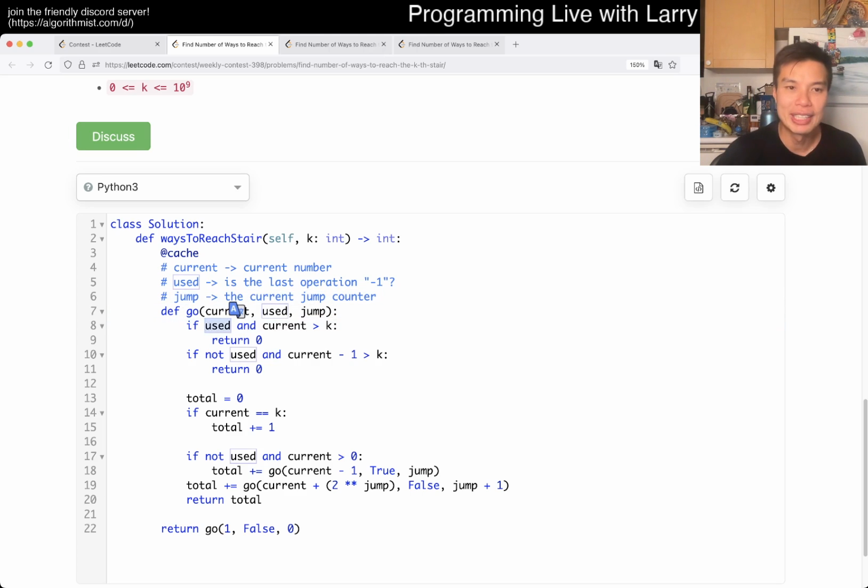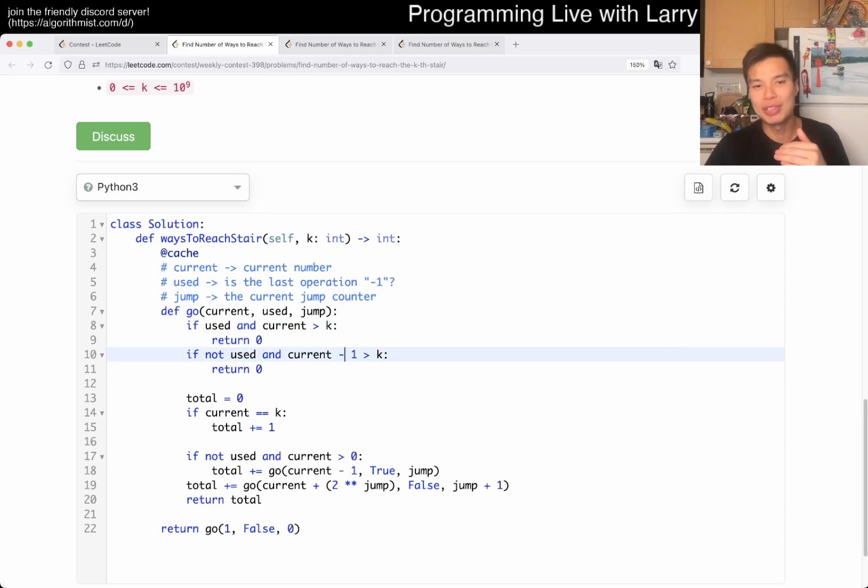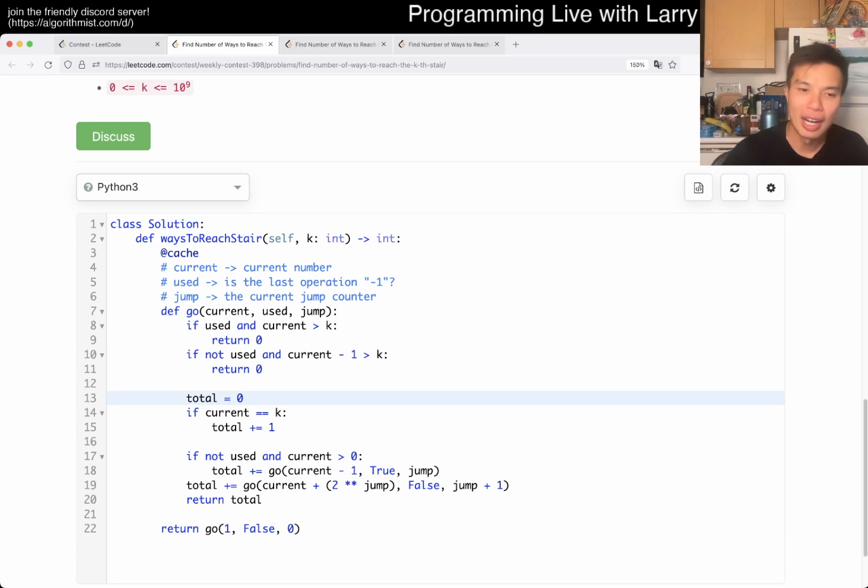One is if we have used, and that means that because if we used it, then we cannot subtract 1, and this is already too big, so we return 0. Because if it's too big, we have no way to get it down, we return 0. If this is not used, then we can only subtract 1 time, so also same logic. If it's not used, then we subtract 1, we return 0. Otherwise, we start with total is equal to 0.